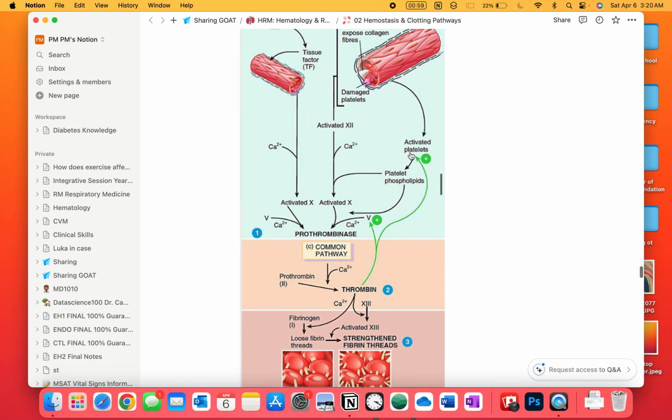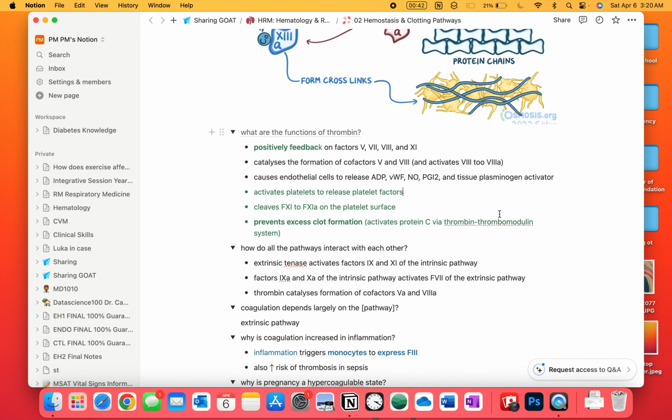So fibrinogen longer to shorter, fibrinogen to fibrin, which is important to form the insoluble clot. Thrombin is also important because it releases platelet factors, and then contrary to all this coagulation, it also releases activated protein C via the thrombomodulin system. How do all these pathways interact with each other?